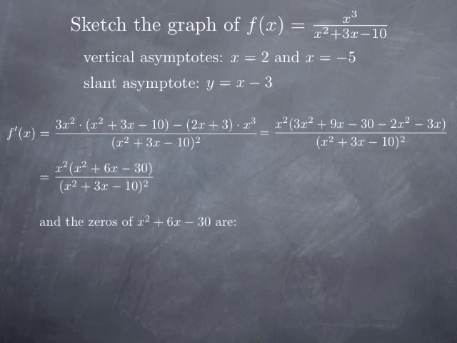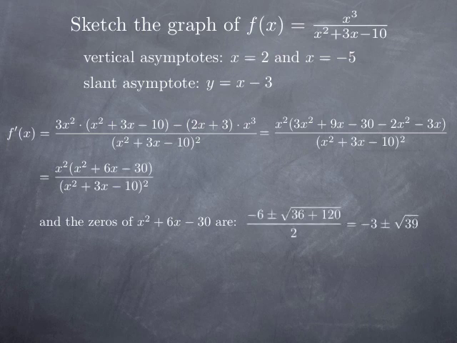Now the zeros of f prime are 0 and the zeros of x squared plus 6x minus 30. You can try to factor and you'll probably quickly realize that it's not so easy, so we can use the quadratic formula to find the zeros. And in that case we get negative 6 plus or minus the root of 6 squared plus 4 times 30, all this over 2. And this simplifies as negative 3 plus or minus square root of 39.